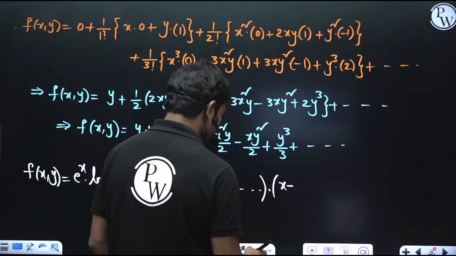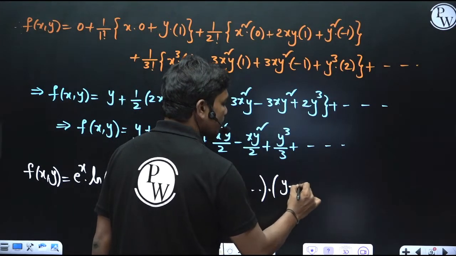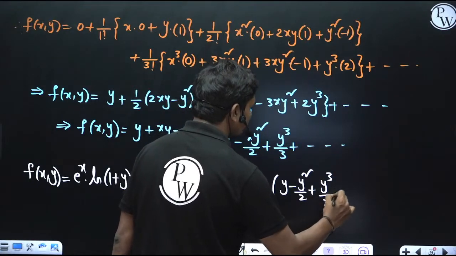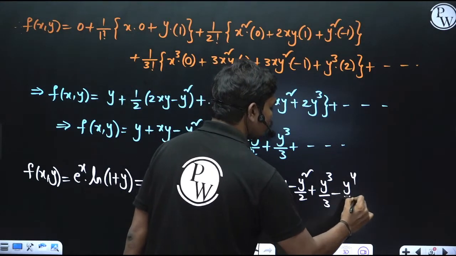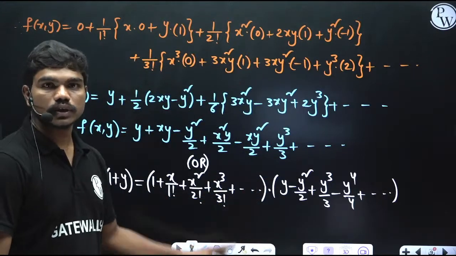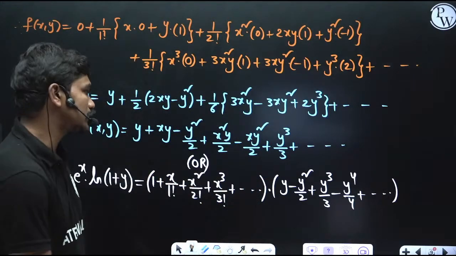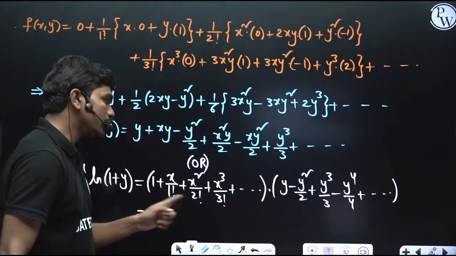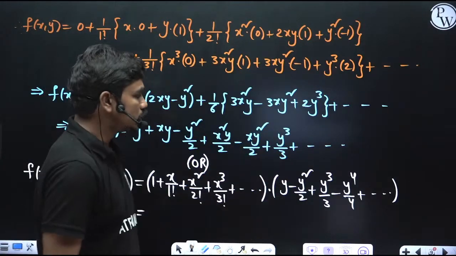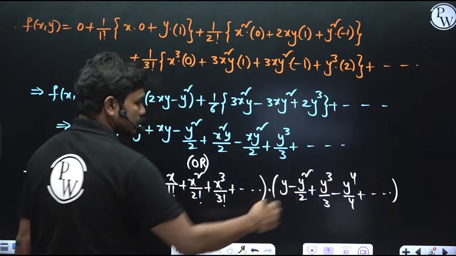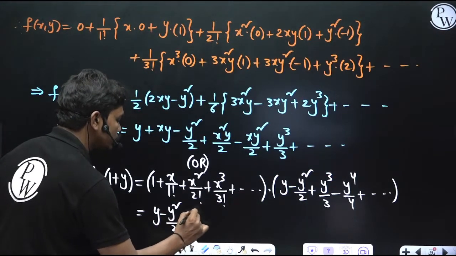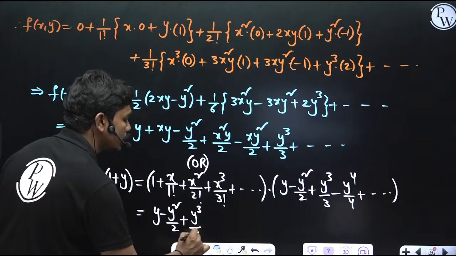So x, okay, this is ln(1 + y), so y minus y square by 2 plus y cube by 3 minus y power 4 by 4 plus and so on. If you multiply these two things, let's see how the series progresses. So first 1 into, let's consider up to third degree because I have shown you till the third degree terms. So 1 into this complete expression gives you y minus y square by 2 plus y cube by 3 actually. Okay, so this is the term.